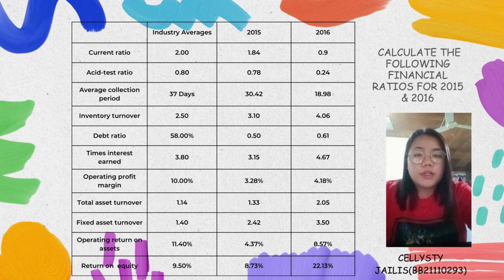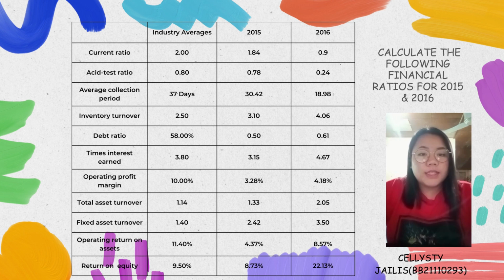And the next one is times interest earned, where the formula is net operating income divided by interest expense. So for 2015, 18,000 divided by 5,719 and we got the answer 3.15. And for 2016, we got the answer 4.67.